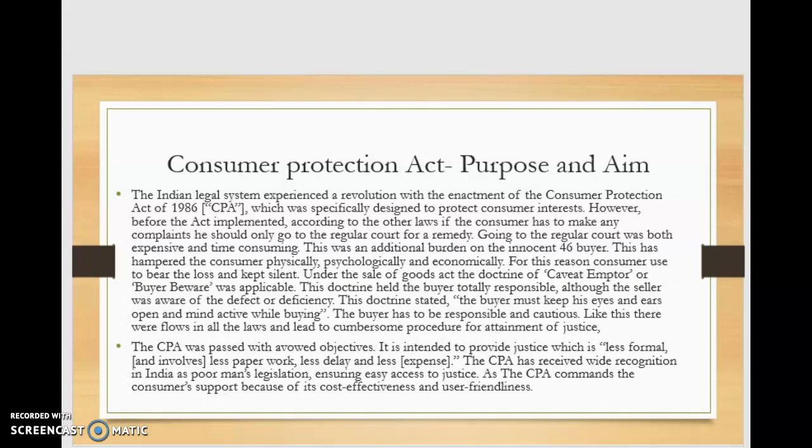In the next lecture, we will be taking up the basic features of the Consumer Protection Act, the difference between the Consumer Protection Act 1986 and 2019, and the rights and duties and other aspects that are dealt with in your syllabus specifically.